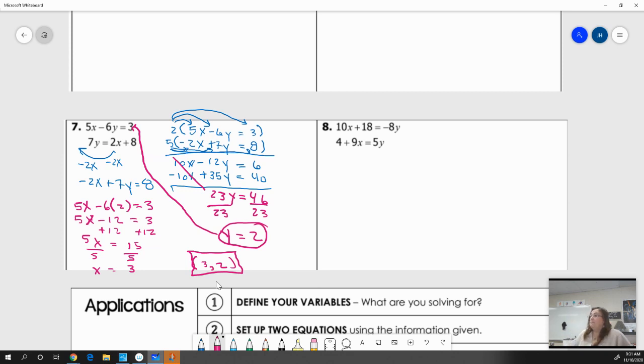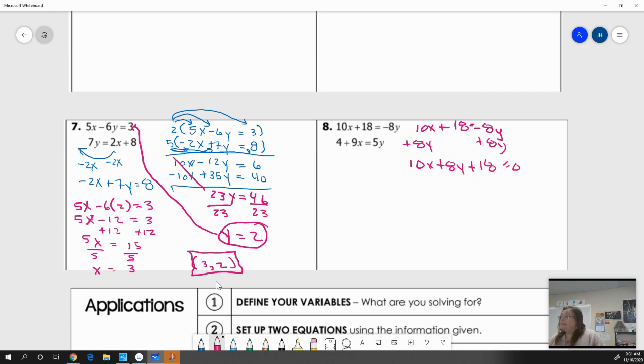The next one, same thing. I'm going to have to line them up. I probably won't even solve this whole problem, but I will show you that each problem here needs to be lined up. Here I've got 10x plus 18 minus 8y. Well, equals minus 8y. So I need to switch these places around. I need this 8y to be on the other side. So plus 8y, which gives me 10x plus 8y plus 18 equals 0.